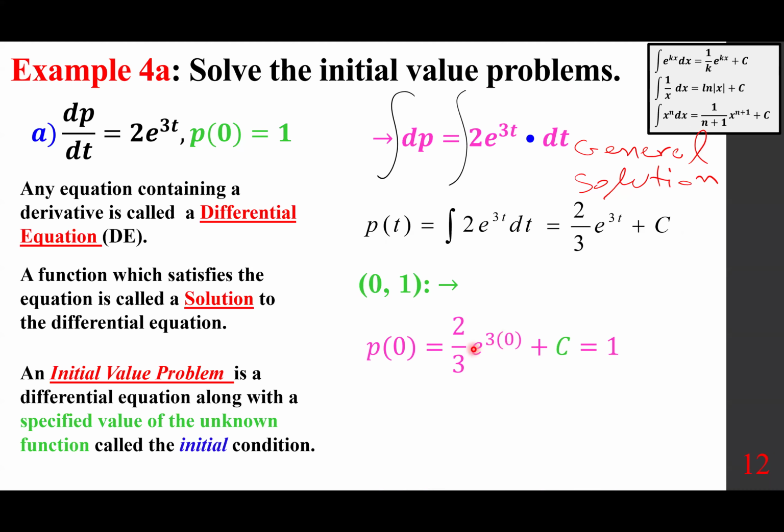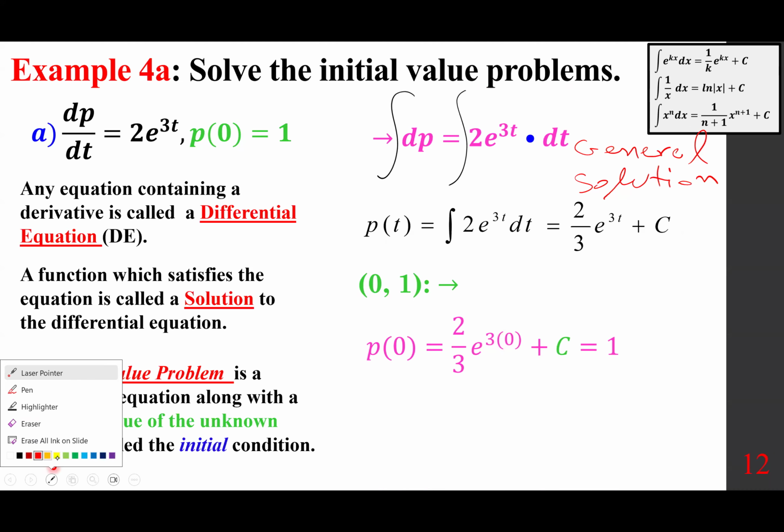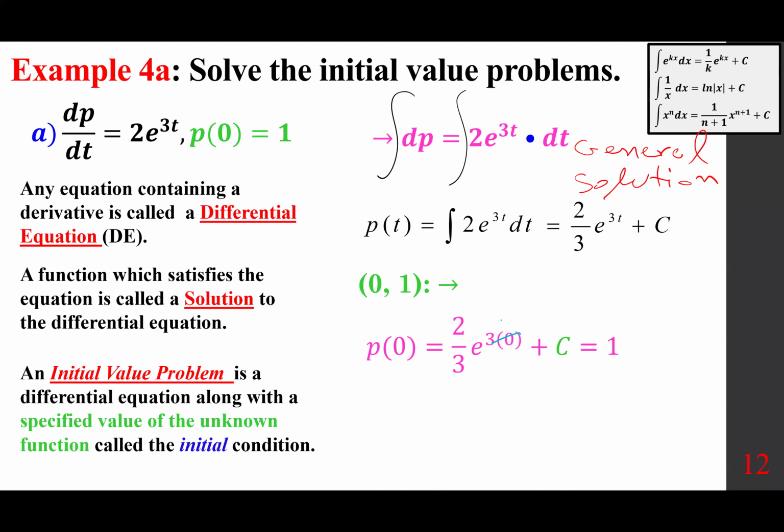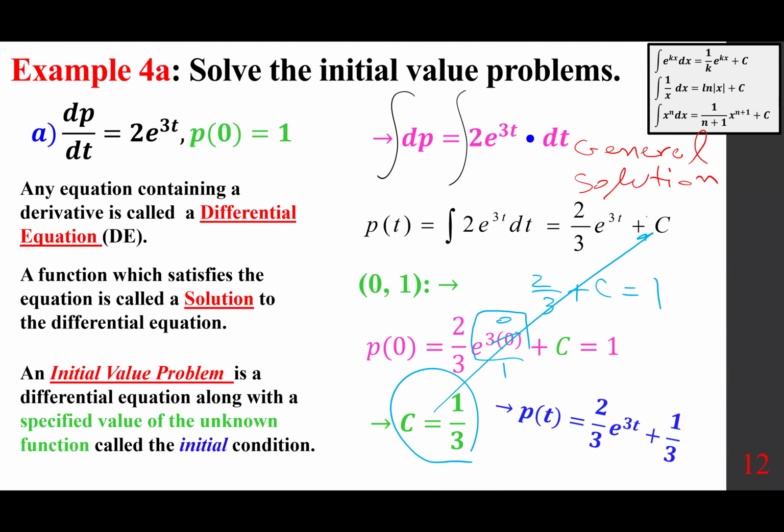3 times 0 is 0, e to the power of 0 is 1. And therefore 2/3 times 1 is 2/3, plus what number is 1? That becomes 1/3, and you are going to replace the constant here with 1/3. Now this is one of those solutions, is called a particular solution.